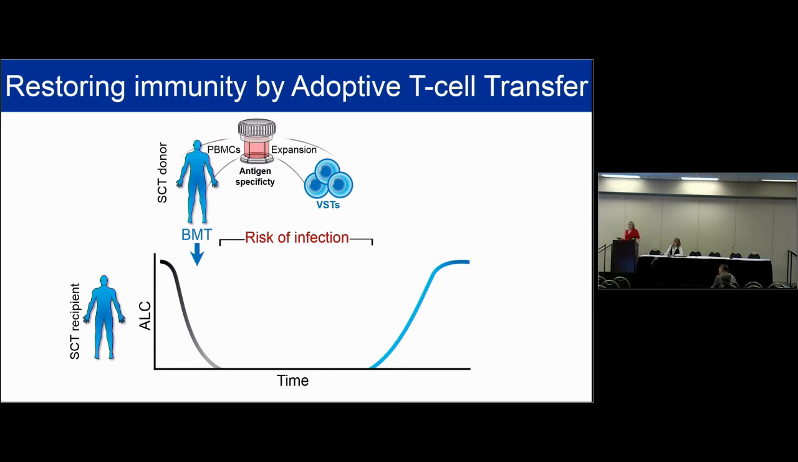So you have the stem cell donor who's giving the stem cells to the patient. And what we've been doing is expanding virus-specific T cells from the same donor as a companion product to the stem cells, and then infusing these cells to the patient in that window of compromise to prevent these infections from occurring. And of course, these cells just need to work for this period of time until the patient's own immune system reconstitutes post the transplant.